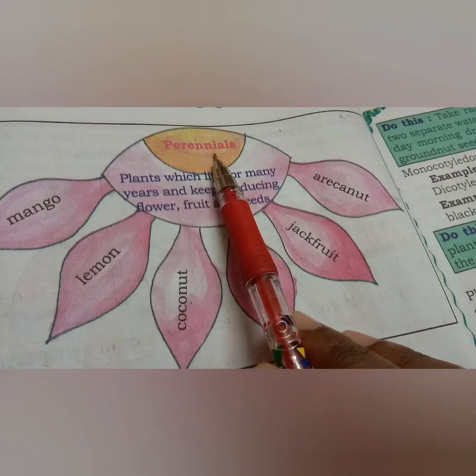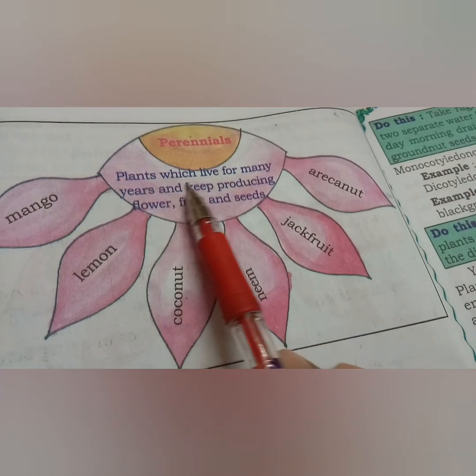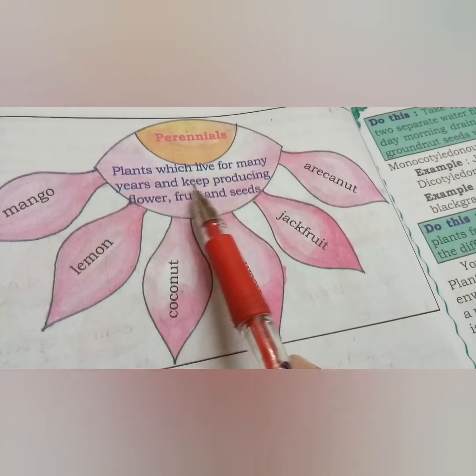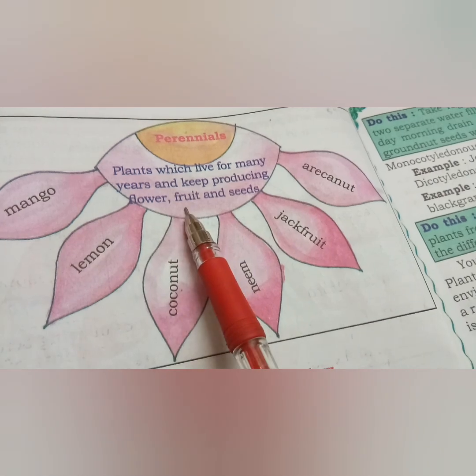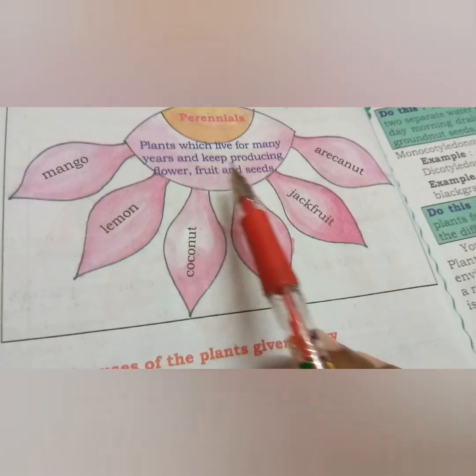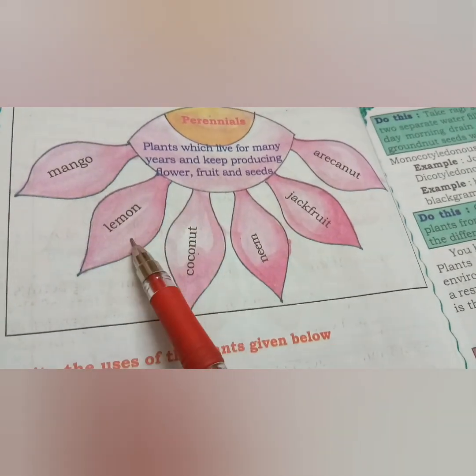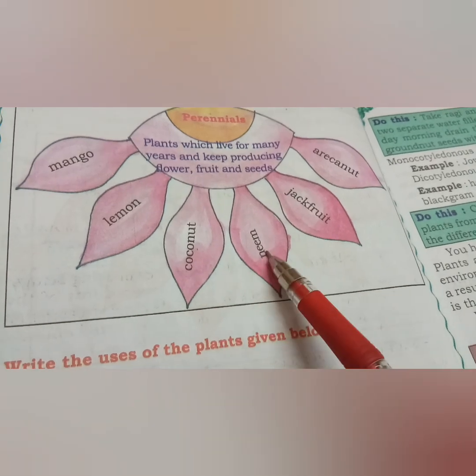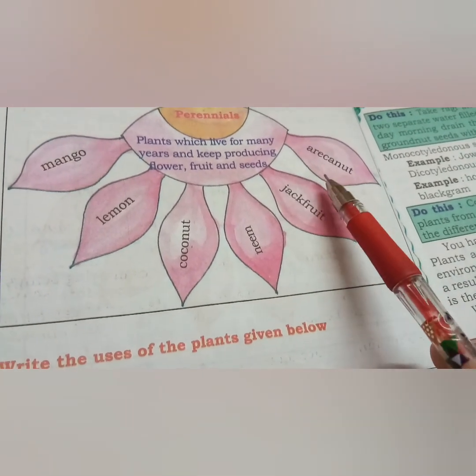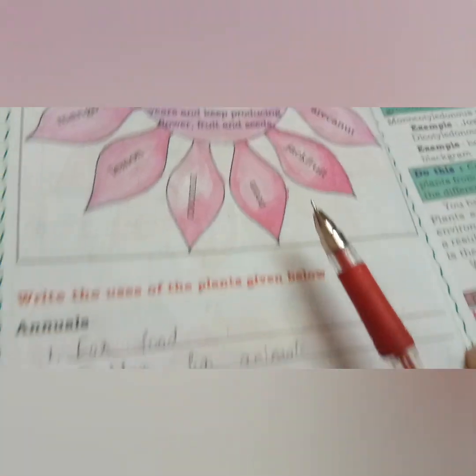Next is perennials. Okay, plants which live for many years and keep producing flower, fruit and seeds. Example, mango, lemon, coconut, neem, jackfruit and areca nut.